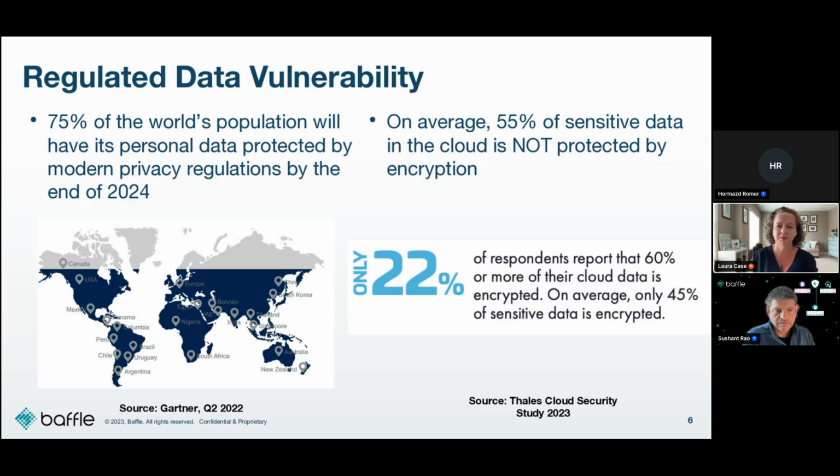However, despite compliance and privacy regulations increasing, including data residency requirements and compliance, on average, 55% of that regulated data in the cloud is not protected by encryption. Laura, it sounds like compliance is saying that data needs to be encrypted. So why isn't it encrypted?